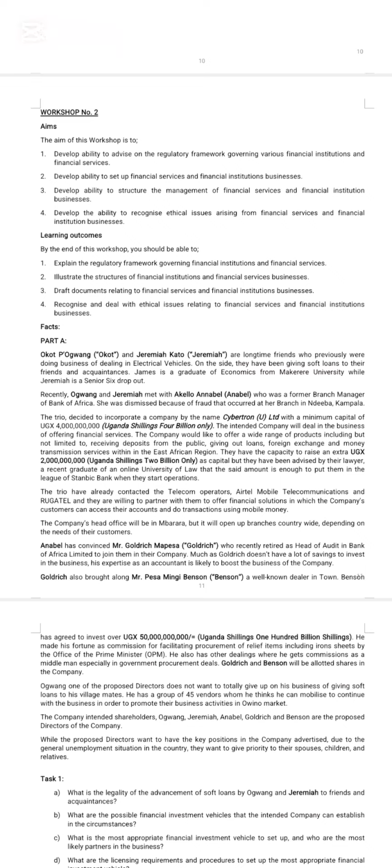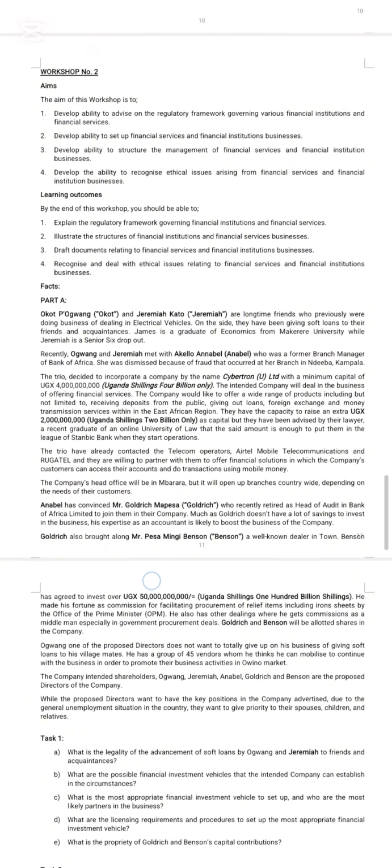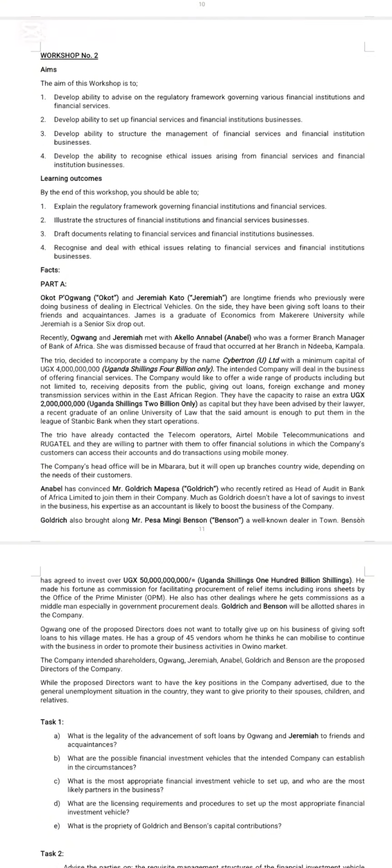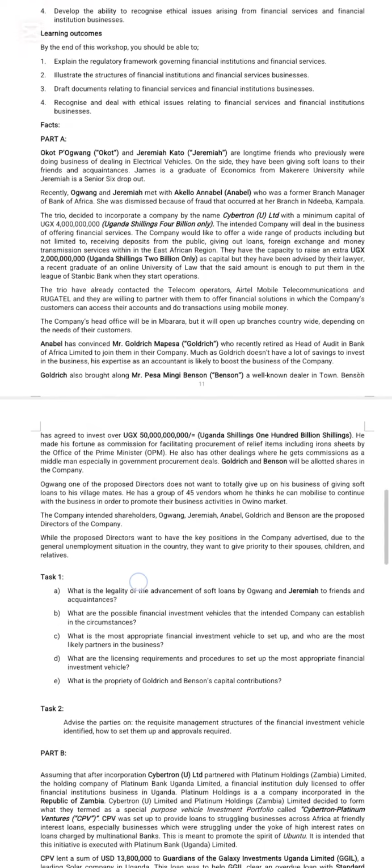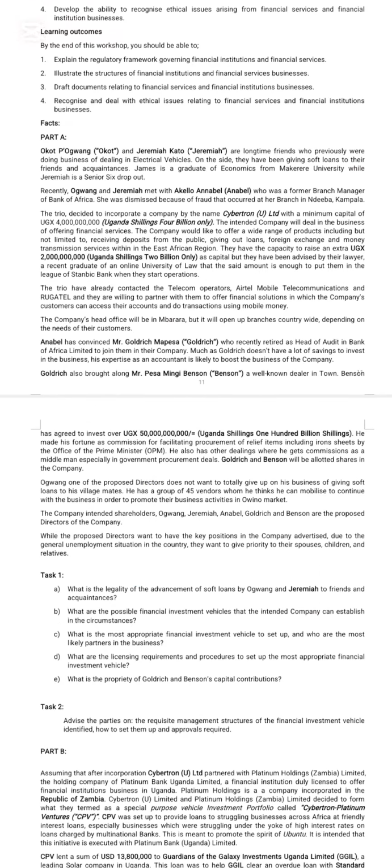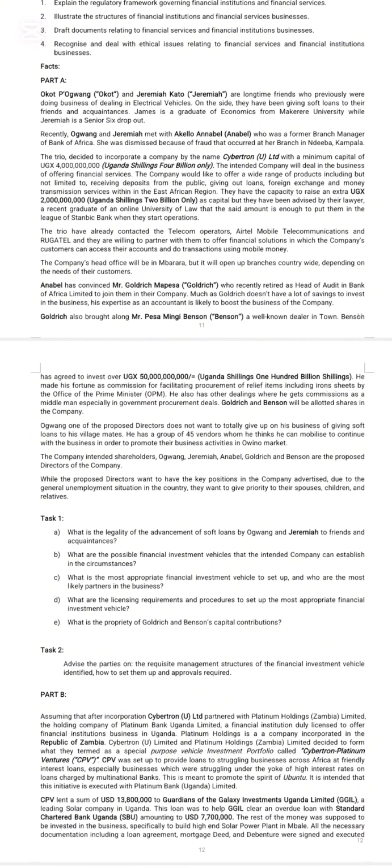So workshop 2. The aim of this workshop is to develop the ability to advise on the regulatory framework governing various financial institutions and financial services, and the ability to set up financial services and financial institutions. Part A: Okot and Jema Kato are long-time friends, doing business dealing in electric vehicles. Recently, Ogwanga and James met with Okero Annabel, who was the former branch manager of Bank Africa.